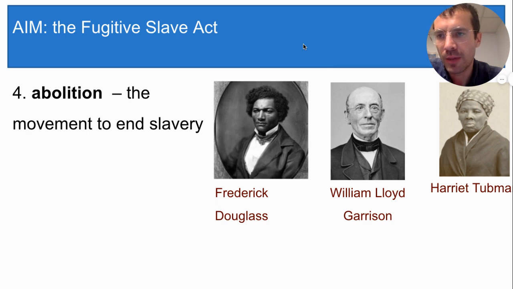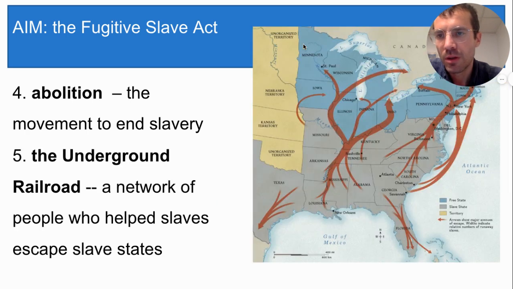Okay, now get ready to copy some vocab. One aspect of the abolitionist movement was the Underground Railroad, a network of people who helped slaves escape. The Underground Railroad was not a real railroad. It was just a network of people, of activists, who were trying to help slaves escape the South.